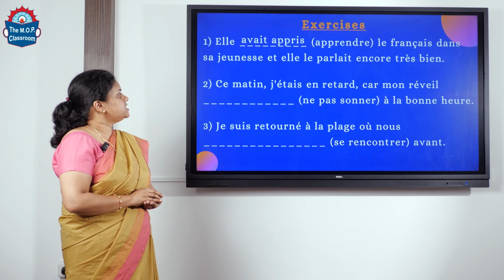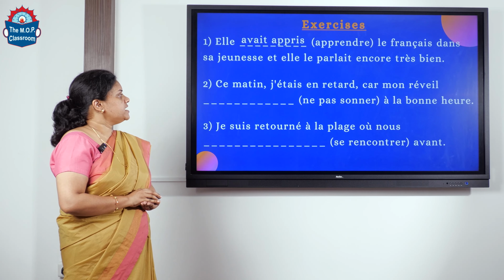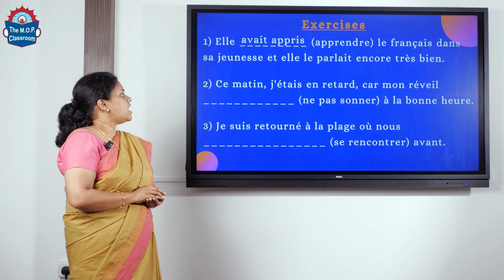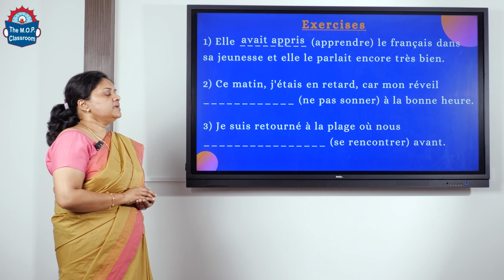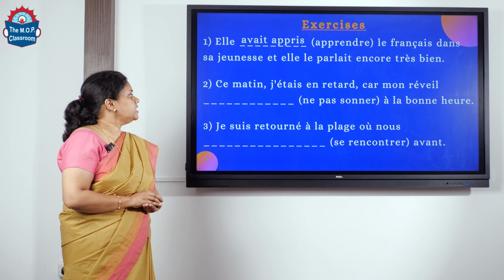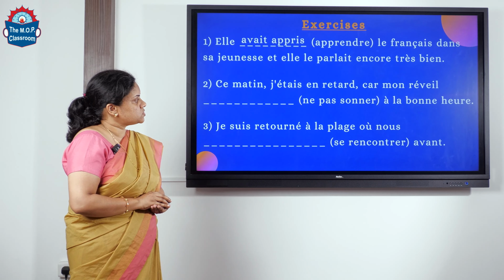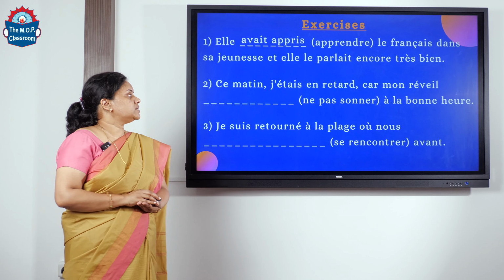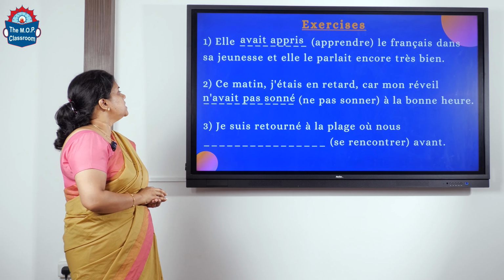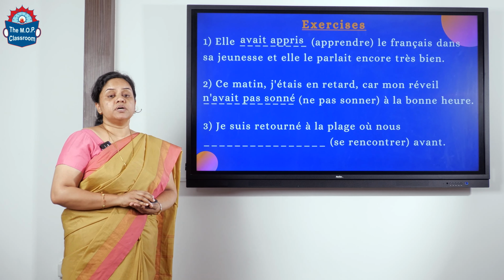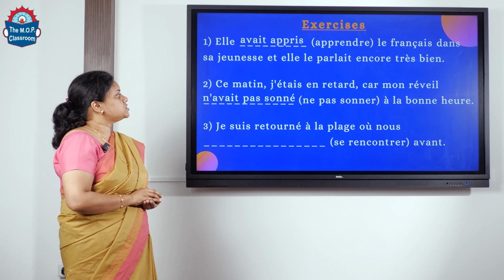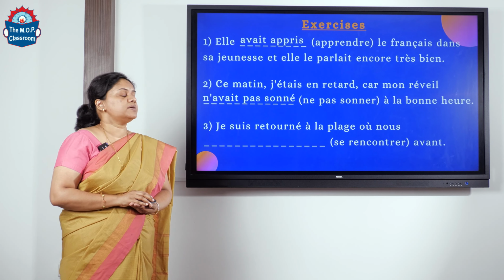Second one: ce matin j'étais en retard car mon réveil ne dash pas sonné à la bonne heure. That is, this morning I was late because my réveil, which means alarm clock, did not ring on time. Okay. So the verb here is sonner and it is in the negative. Sonner is a verb conjugated with avoir. So the answer will be n'avait pas sonné. Since réveil is third person singular, avait is used. Mon réveil n'avait pas sonné.